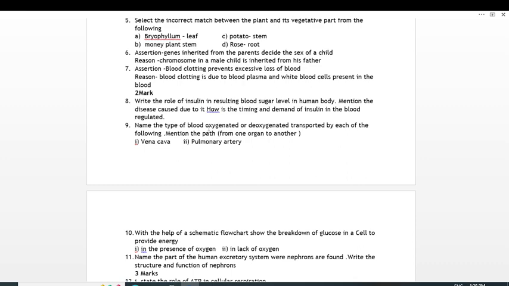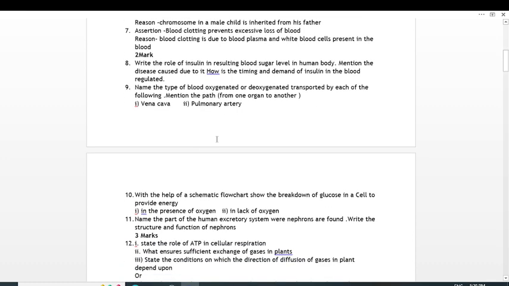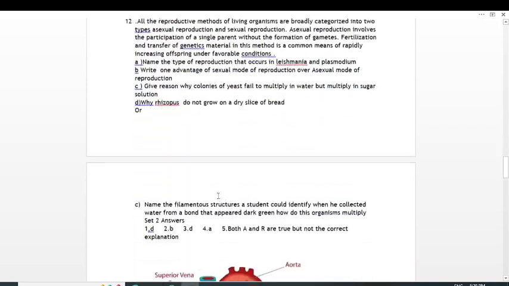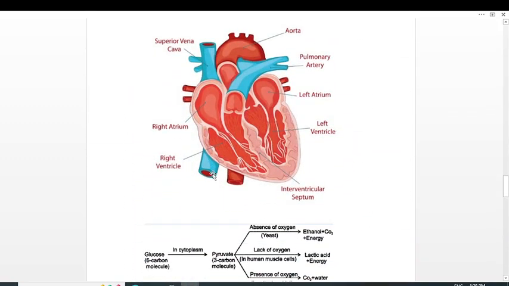Next one, name the type of blood, oxygenated or deoxygenated, transported by each of the following. So here it is saying vena cava, and mention the path, and pulmonary artery. So here you should know the structure of the heart. You can see in this picture, this is the vena cava, superior and inferior. So the vena cava brings the blood to the right atrium. So you want to say the path. Vena cava brings blood from the cells, that is deoxygenated blood, to the right atrium.